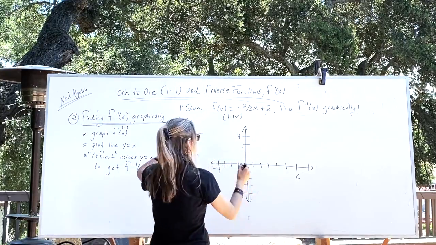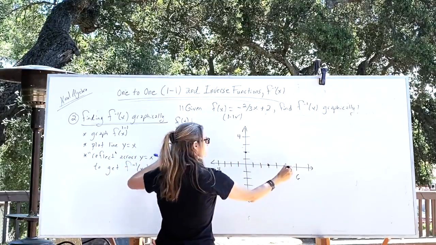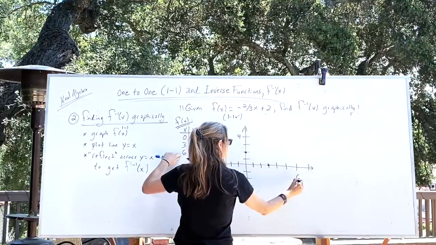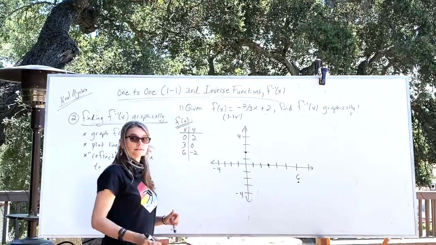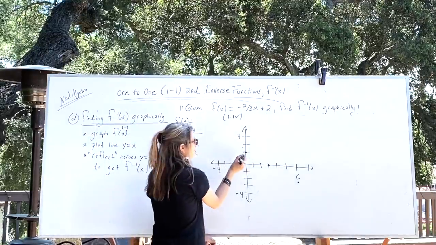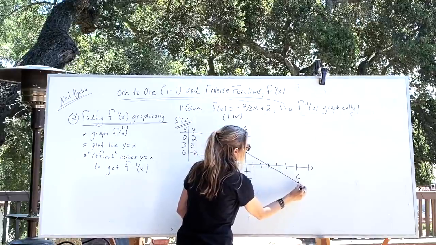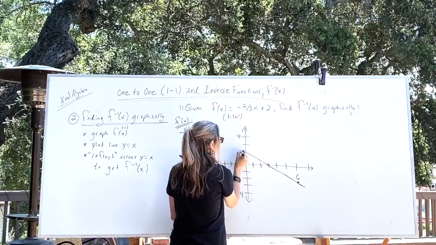Okay, so I have the points (0, 2), (3, 0), and (6, -2). I only need 2 points to make a line, but 3 is sort of our error check in case 1 point goes astray, which happens on that awkward day.